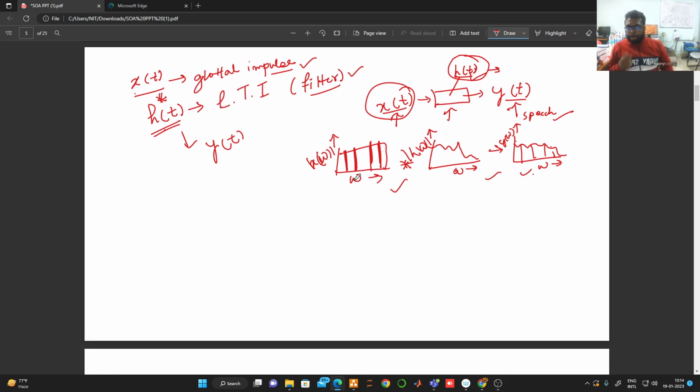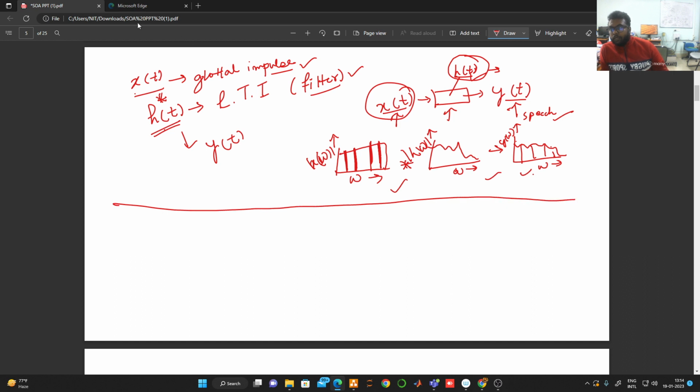Now comes the next thing: how we do the transformation from time domain to frequency domain, and why it is required. If you go through the basics of any sound, you will understand that in time domain, x of t, say for example, we have a pure sine wave. It looks something like this.